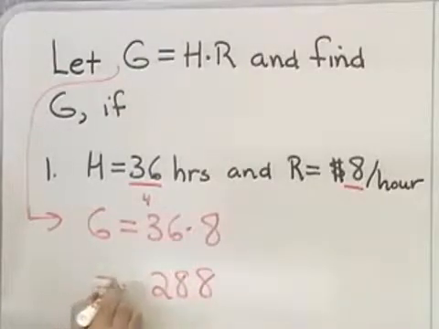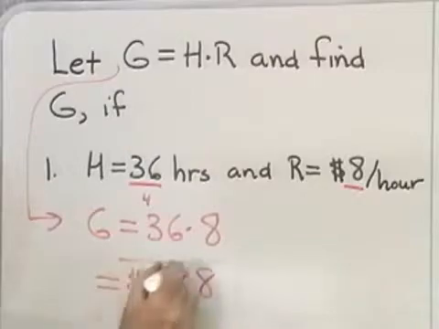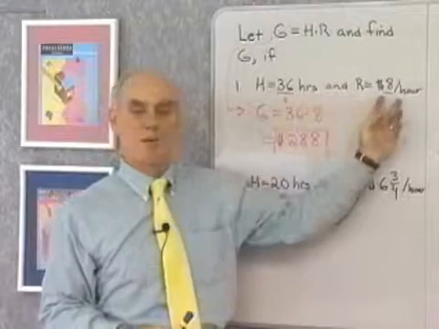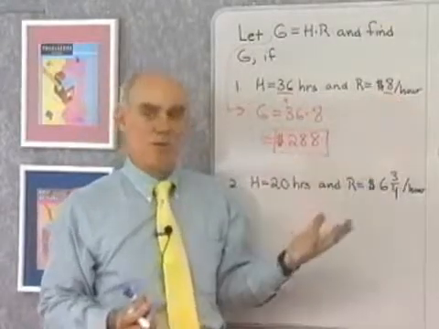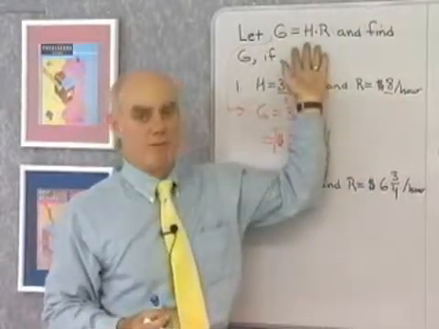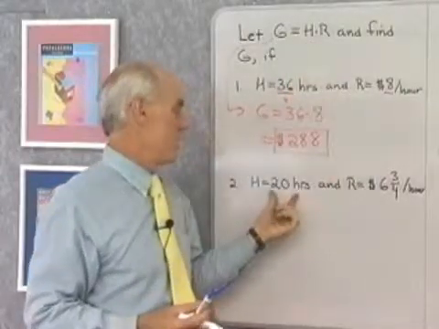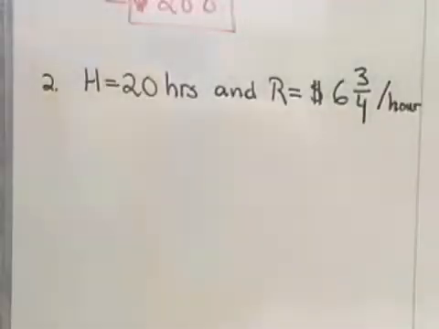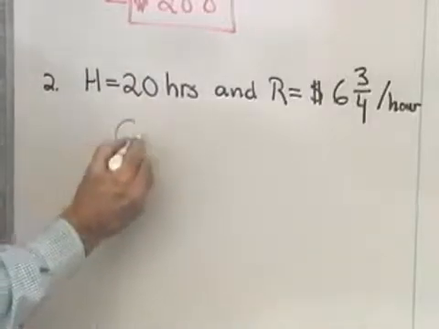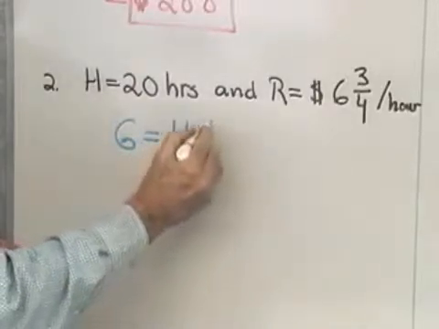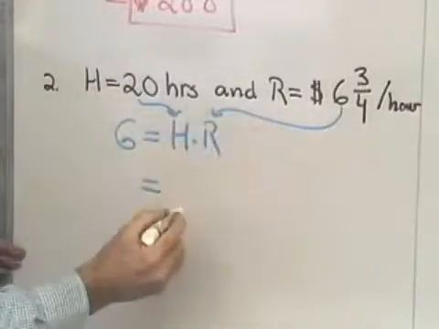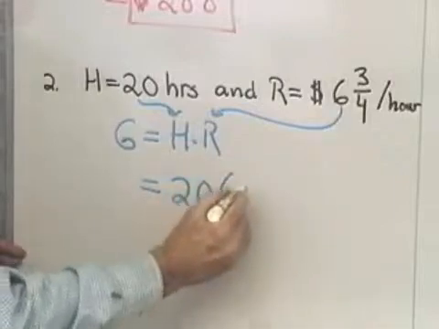So this will be $288. That will be the gross pay that you will make if you work 36 hours a week at a rate of $8 per hour. Now that's something that you already know, but all we did is put it in the form of a formula. Let's do the same problem again, but with H equal to 20 hours and R equal to 6 3/4 per hour. So this time, G will be equal to H times R. Since H is equal to 20 and R is equal to 6 3/4, I'll have 20 times 6 3/4.